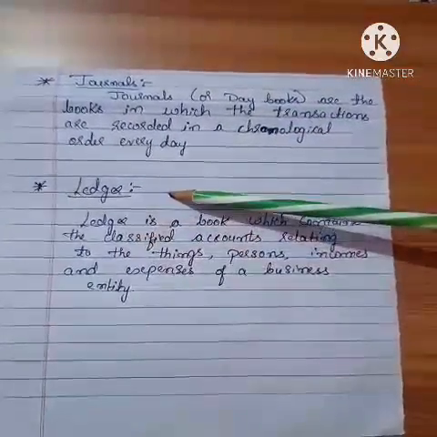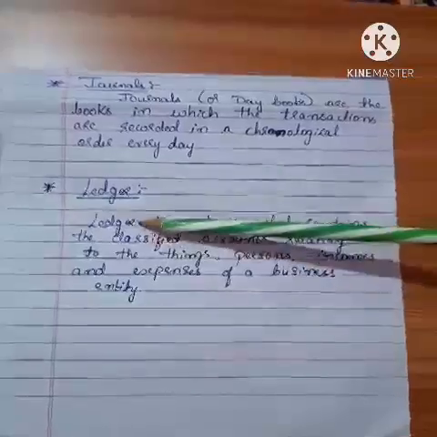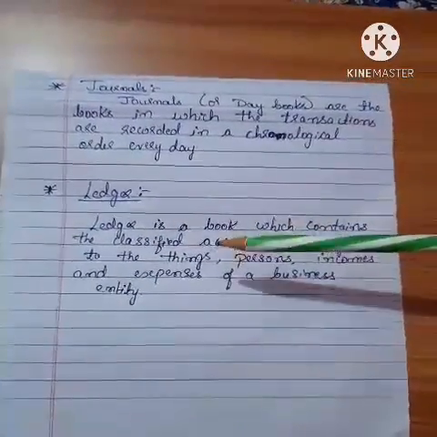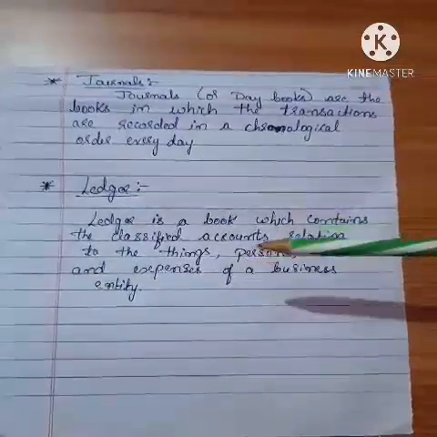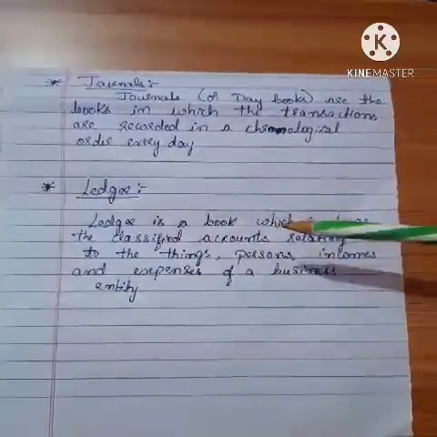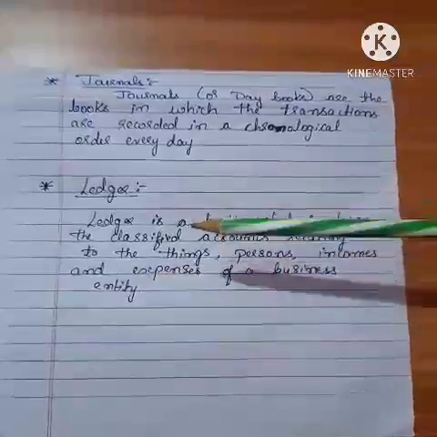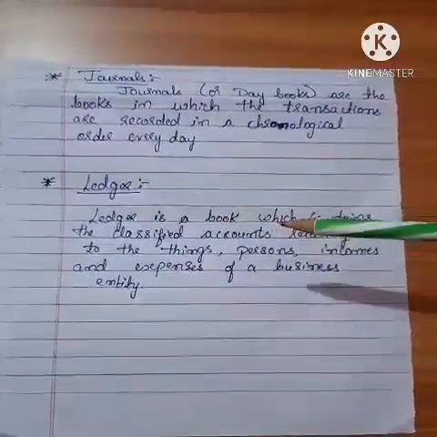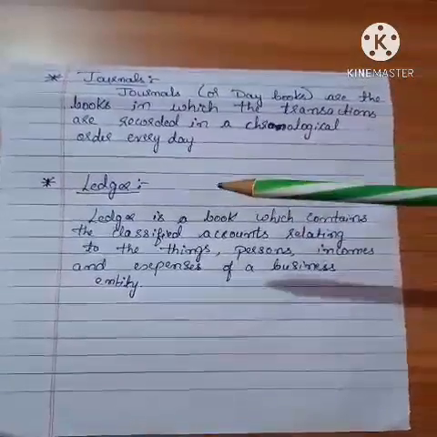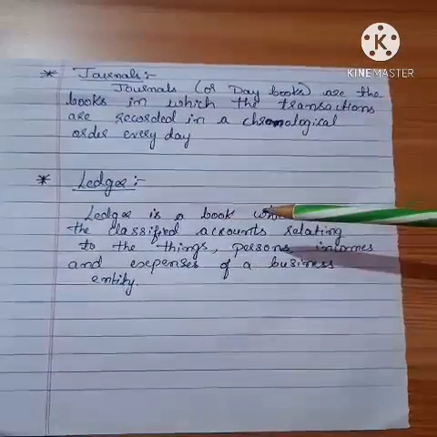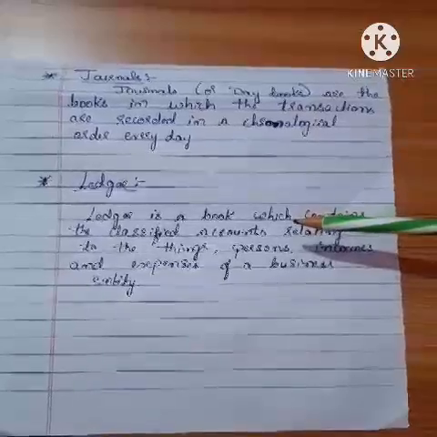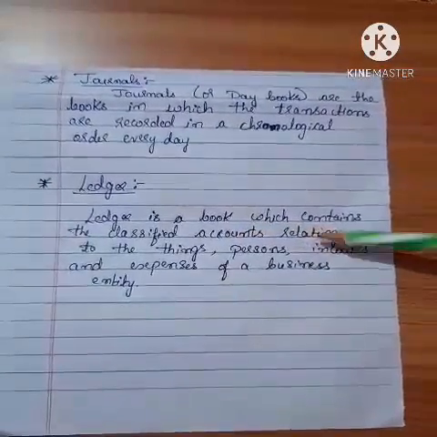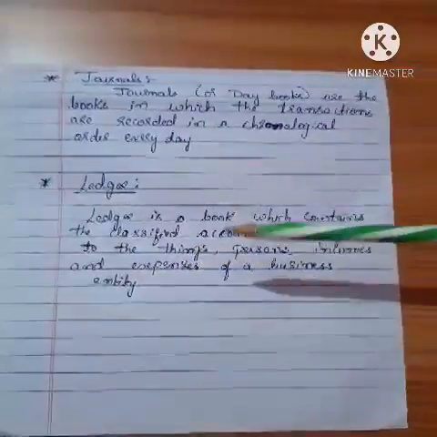So let us go to the next one, that is the ledger. What is a ledger? A ledger is a book which contains the classified accounts relating to the things, persons, incomes and expenses of a business entity, of any business organization or any business activity. So here in the ledger, all are classified into different accounts. That means for different activities, different accounts have been classified and recorded, which relate to things or persons, incomes and expenses of a business entity.